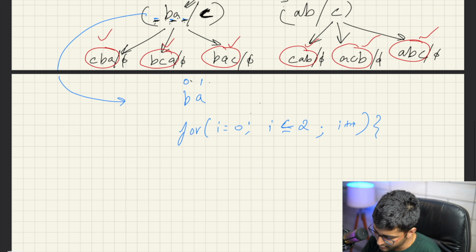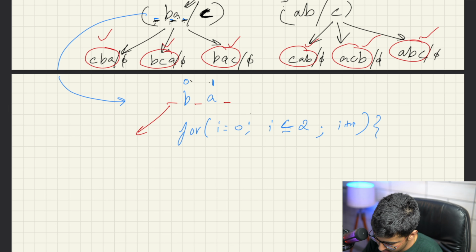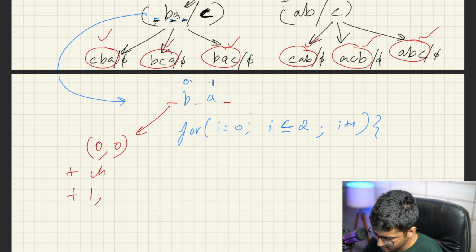And after that, what will you do? First, you will add it over here. So in which all places can you add? Here, here and here. So you can add it. What is this condition? You take a substring from 0 till 0, plus your character, plus from 1 till end.